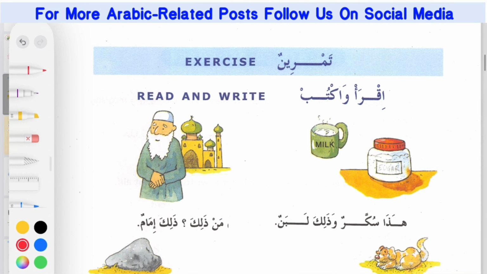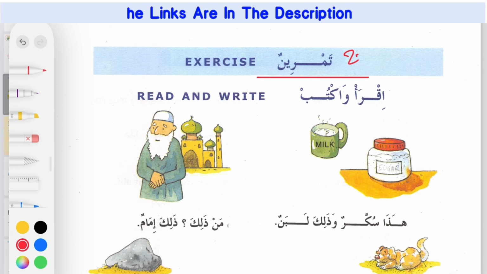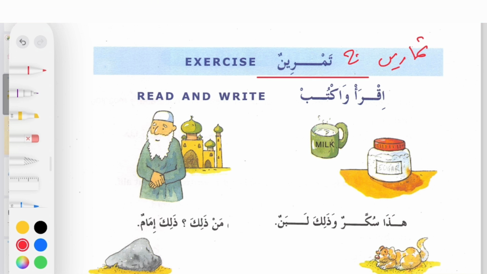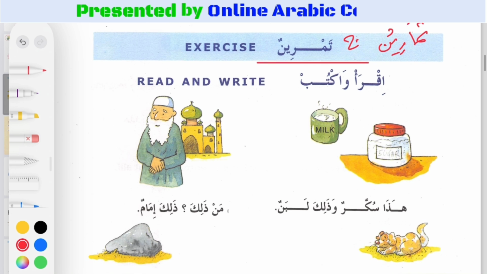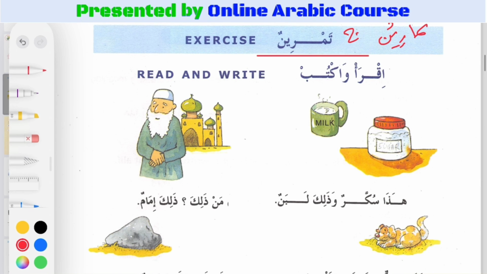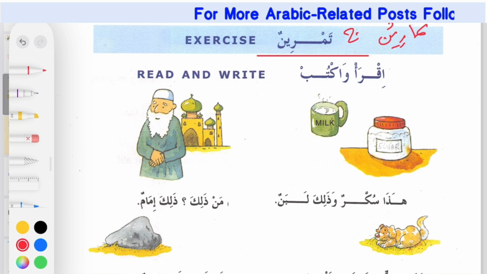And now the exercise time. Exercise means tamreenun. Tamreen, plural: tamareen. So this exercise is about read and write. Read and write means iqra waktub. Read, iqra, and write, uktub. So I am reading, please repeat with me and you can write down in your notebook later.